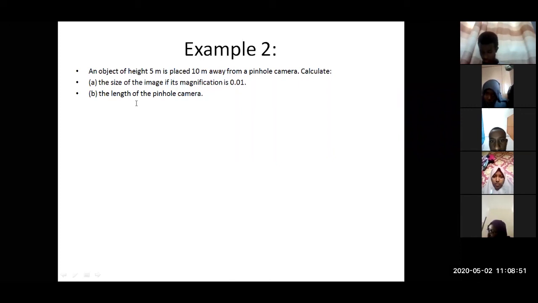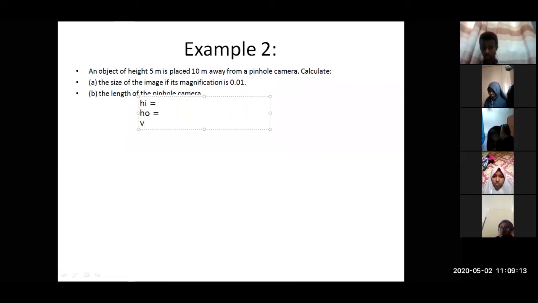So you always start by writing the object height. So you write hi, give the value, then ho, give the value, very important. You identify all that: hi, ho, then we have the v, give the answer, then you record. So ho, an object of height 5 meters. So this is 5m, I'm showing this, then we find out who is right.